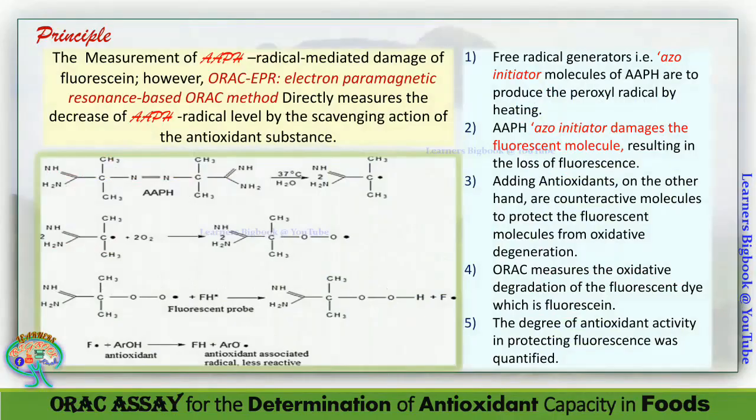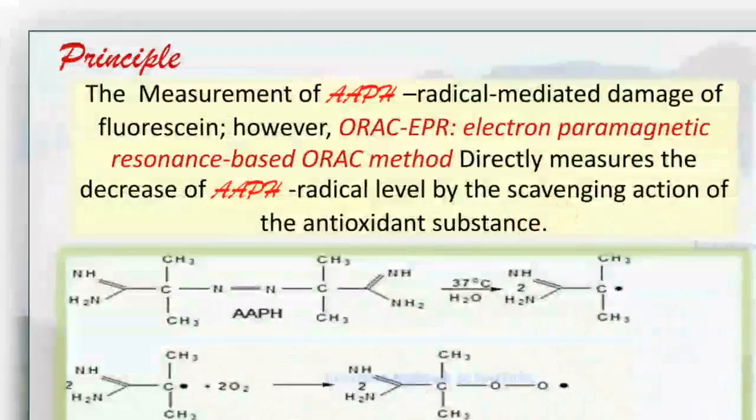So here you can see that radical mediated damage of fluorescein is going to take place. Here the ORAC will be measured of the AAPH because of the AAPH radical mediated damage of fluorescein, whereas the ORAC EPR, that is the electron paramagnetic resonance based ORAC method, involves the excited free radical taking the electron from the fluorescein. So it is also called the resonance based ORAC method.